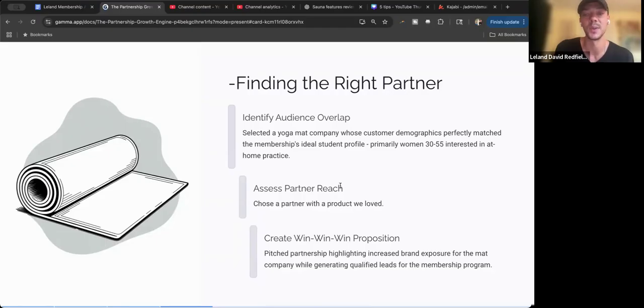So assess the partner's reach, but when you get started, you just want repetitions. You want to do this a couple times. You want to do a couple partner growth engines, and the people with smaller reaches are typically going to be easier to do collaborations with.